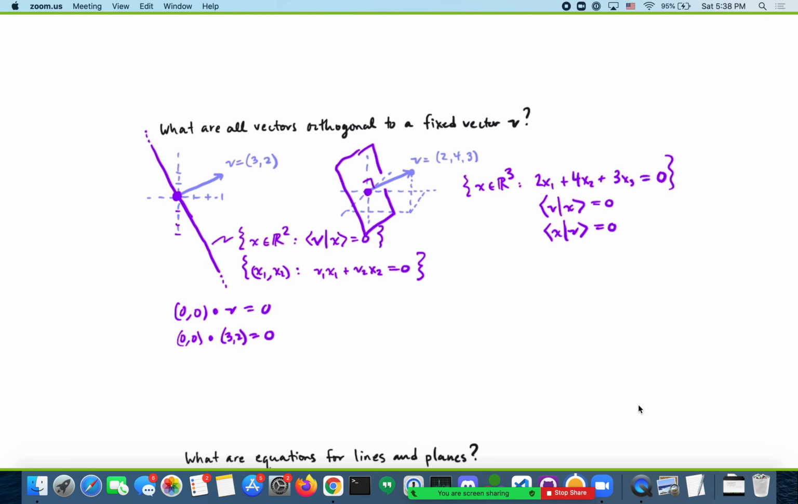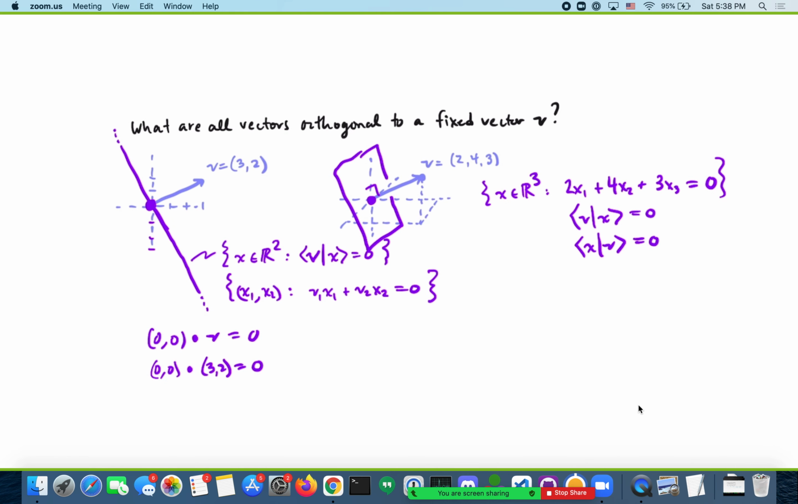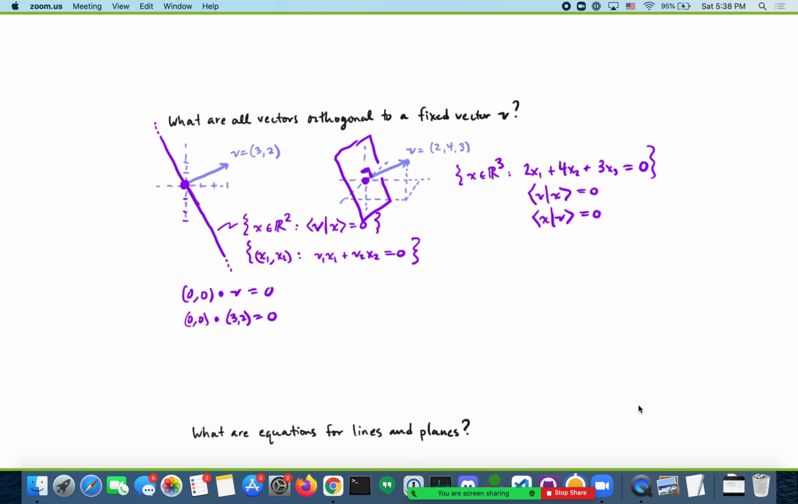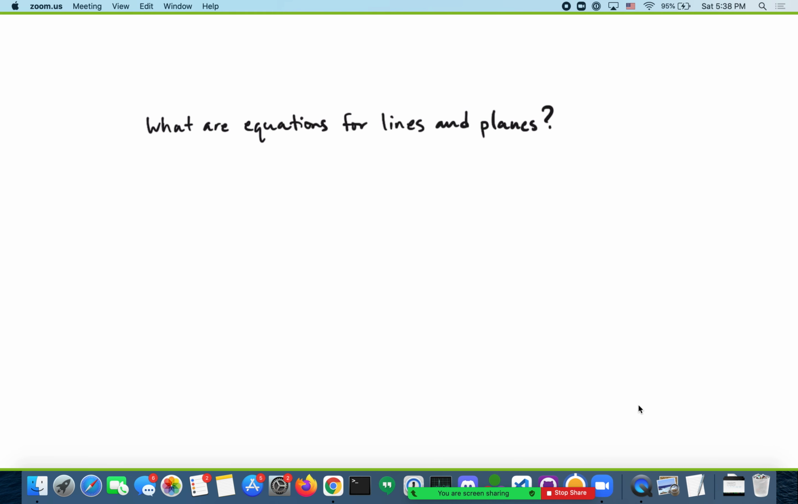That's it. What are all the vectors orthogonal to a fixed vector? It depends on the dimension, but in 2 dimensions, it's a line at a 90-degree angle with respect to that vector v. In 3 dimensions, it's a plane at a 90-degree angle with respect to that vector v. Okay, so what are equations for lines and planes?